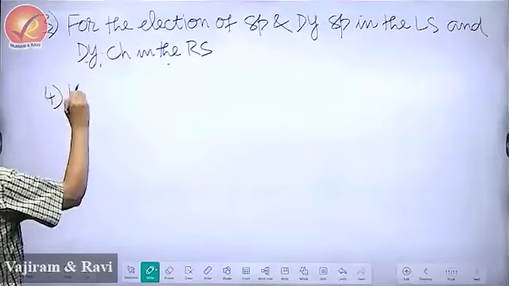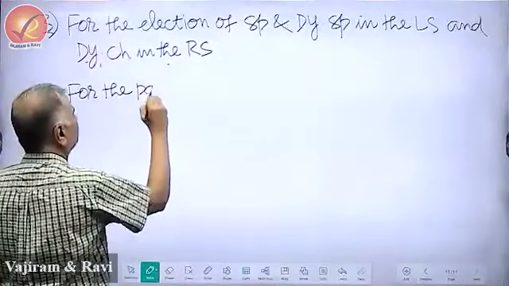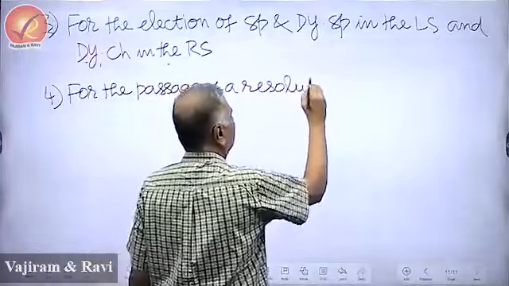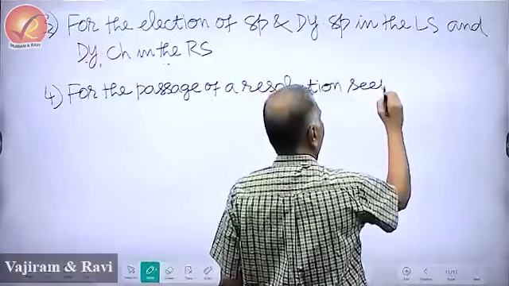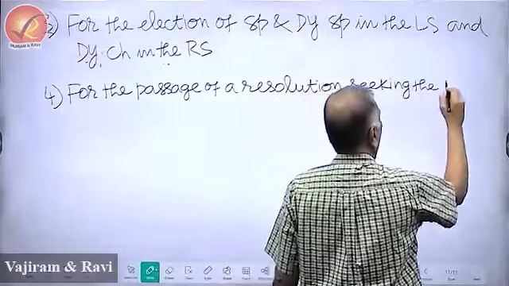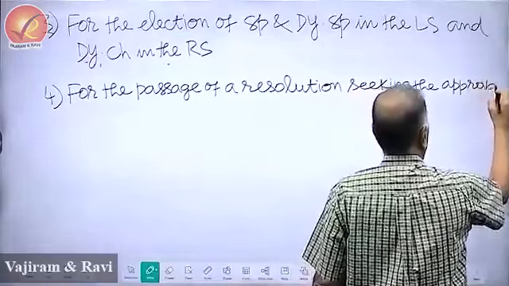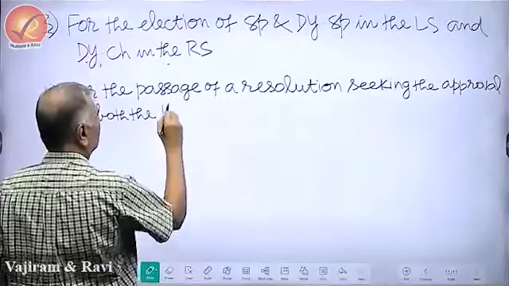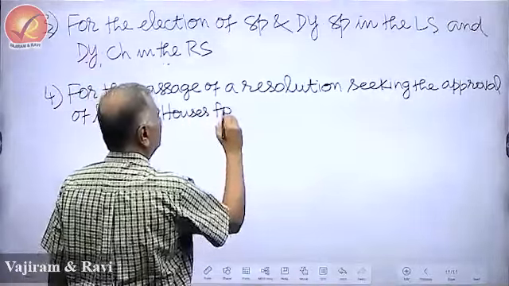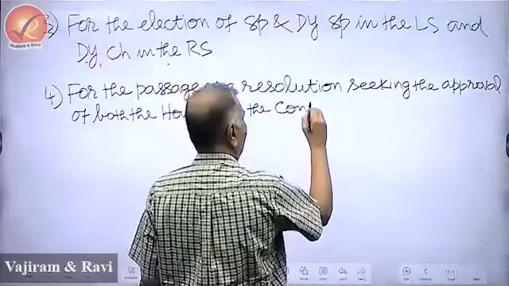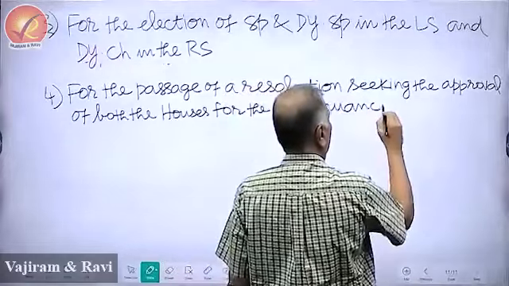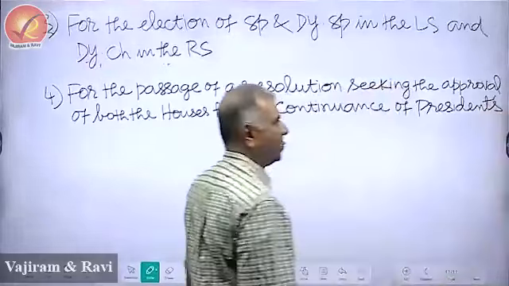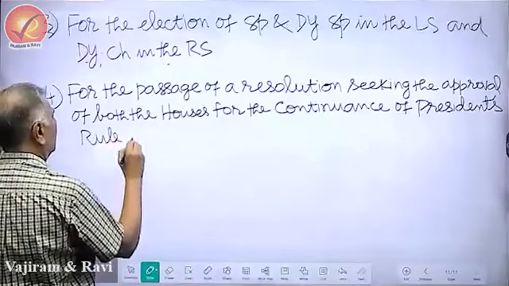Then the 4th is for the passage of a resolution seeking the approval of both the houses for the continuance of President's rule and financial emergency.